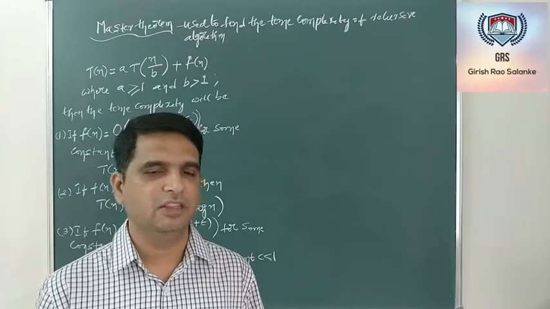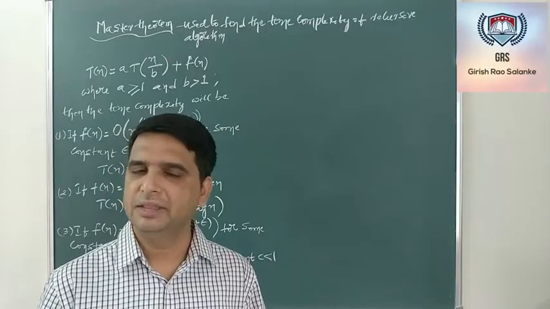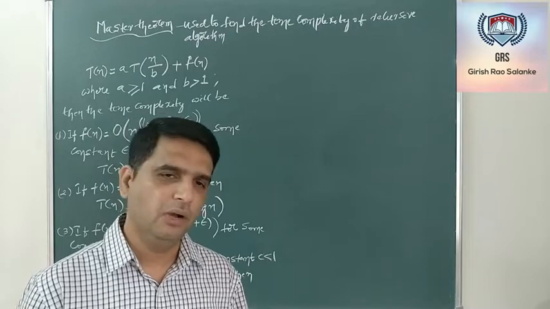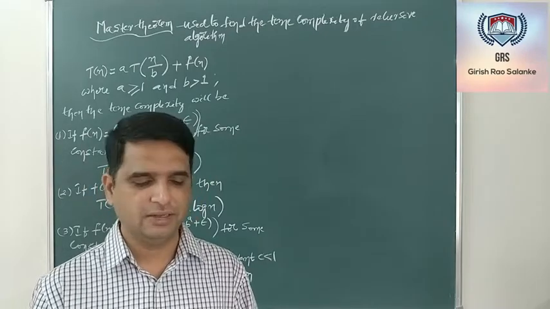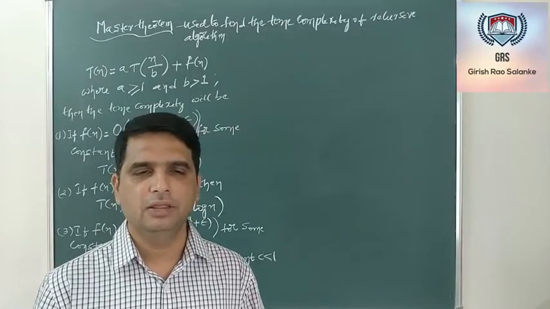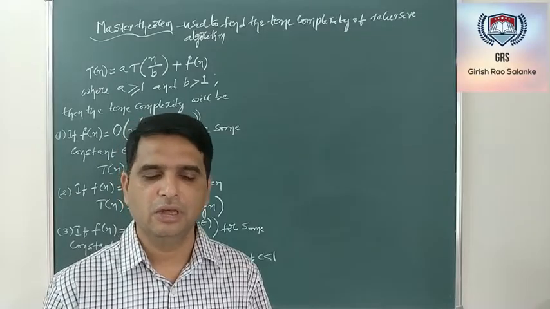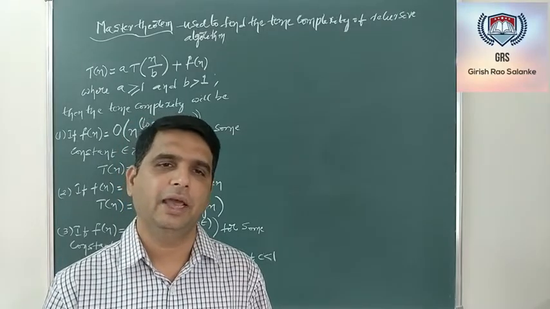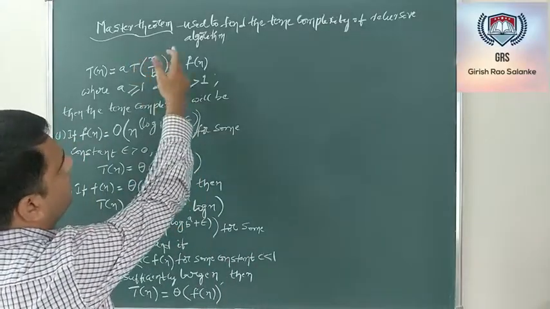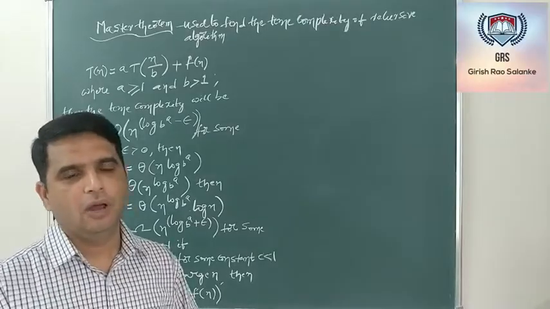The first method is the substitution method, the second method is the master theorem method, and the third method is the recursive tree method. In today's video, we are going to see what we mean by the master theorem method and how to use it in order to solve the recurrence relation, or I can say, how to use the master theorem in order to find the time complexity of a recursive algorithm. So I have written it as master theorem. The objective is to find the time complexity of a recursive algorithm.